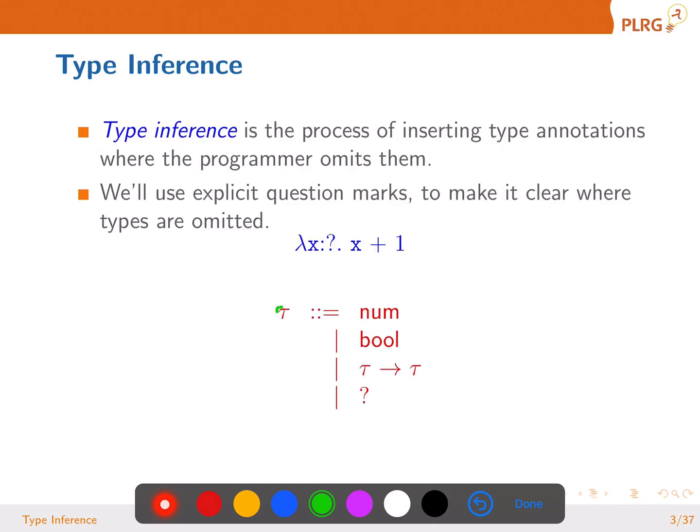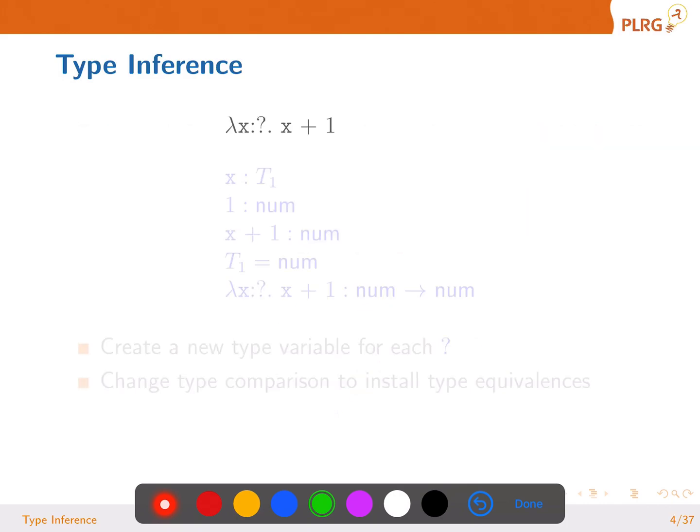So the type language tau, right? Type expression tau is num, bool, string, whatever primitive types, arrow type or product type, whatever constructive types, and question mark. We don't know what it is. You'd better infer that for me. That's it. Okay, let's see some examples.